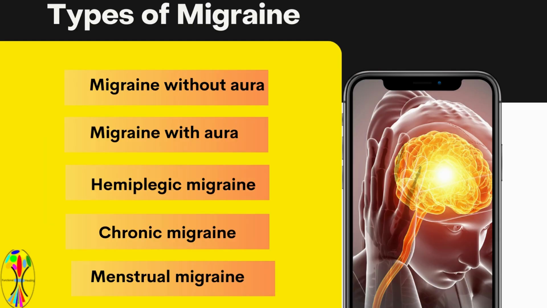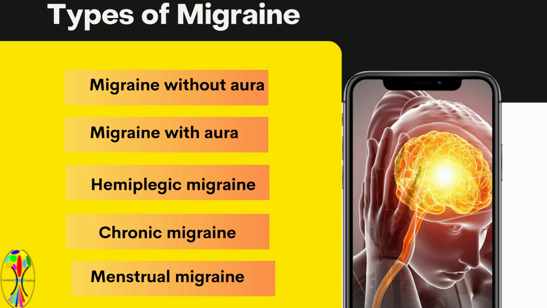Now, there are many different types of migraines. The most common type is the migraine without aura, which accounts for 70 to 90% of all cases. The second type is the one with aura, which is about 25%. And as we talked about before, these individuals may have an aura which typically precedes the headache.